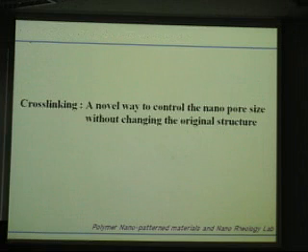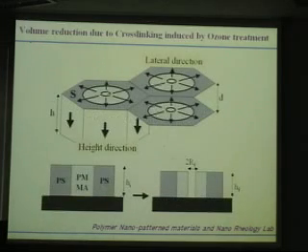So in order to have some thermally stable nanoholes, we introduce some cross-linking techniques. So what are the cross-linking techniques? This is the PS and the PMMA. If we use the ozone treatment, polystyrene can be cross-linked, but the PMMA cannot be. If the polymer is cross-linked, then the volume shrinks. But this PMMA does not shrink. Then there are some mismatches.